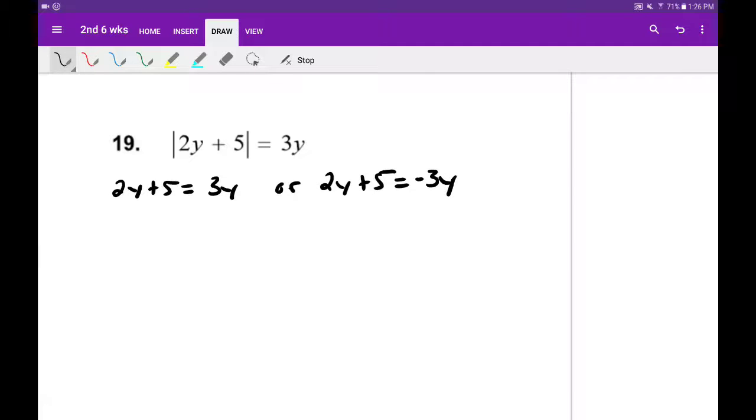The only difference with the extraneous is that once we get to our AND answers, we got to double check and plug them back into the original, and I'll show you that check here in a second. All right, so let's go ahead and solve this out.